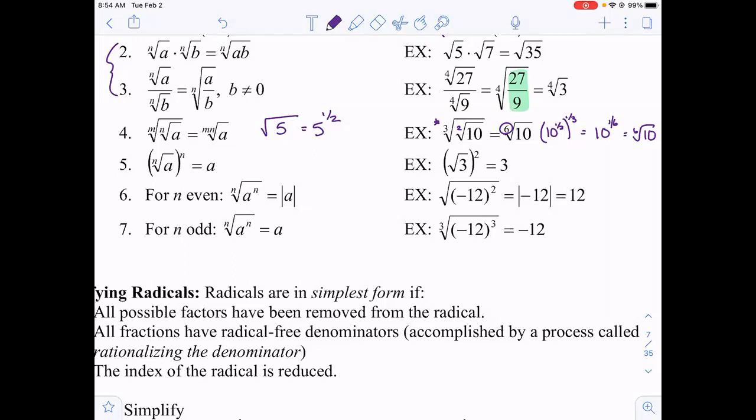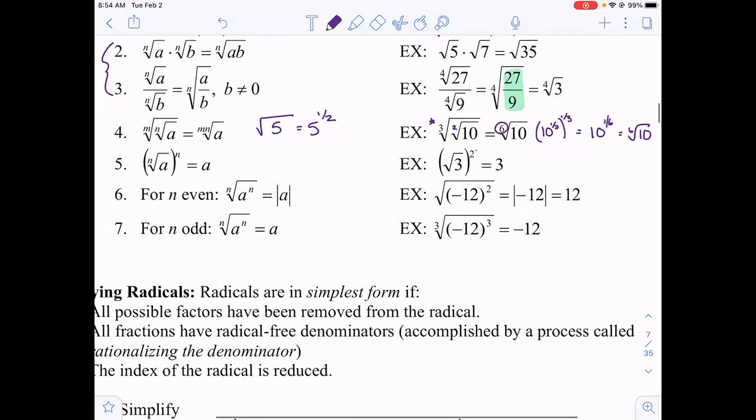Okay. The next property, it's what we've been doing. If you have the square root of a squared, the exponent and the radical cancel out, and we are just left with what's underneath. Here's the kicker, though. When we have our index and exponent being even, okay, we really need to take the absolute value.